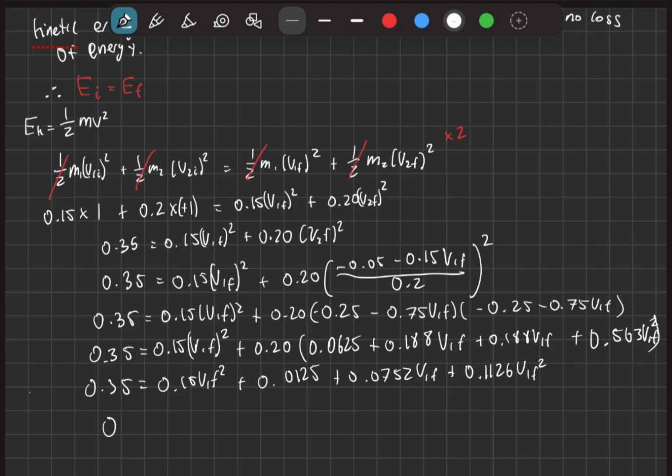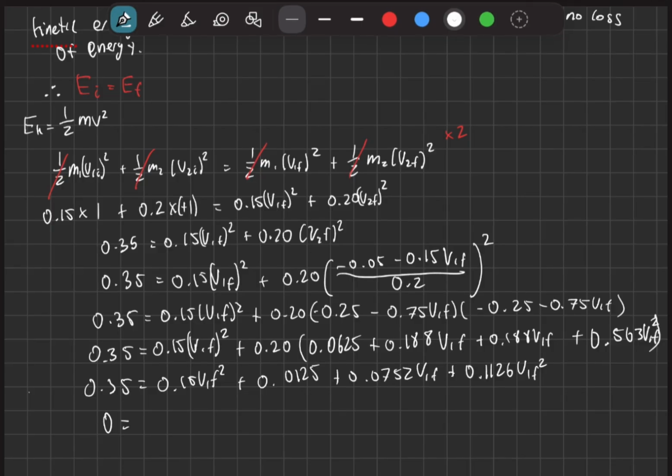We notice here that in order to solve for this quadratic equation, we need to use the quadratic formula. And we do that by reorganizing this equation and putting 0.35 on the right side of the equation. When we do 0.0125 minus 0.35, we get negative 0.3375, and we keep the same terms from the equation above for the other values.